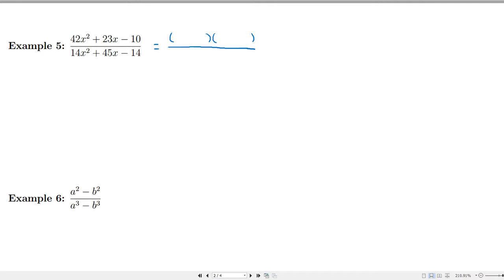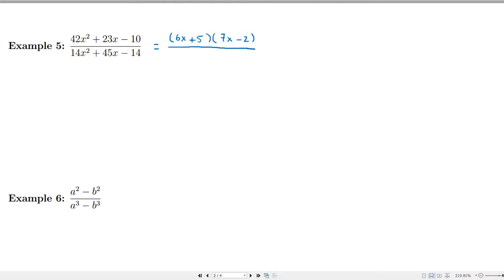Well, by some trial and error, we can slowly determine some possibilities, right? Looking at the factors of 42 and 10, right? So 42, we have 1 and 42, 2 and 21, 3 and 14, 6 and 7. And then with 10, we'd have 1 and 10 and 5 and 2. And we could slowly do some trial and error here. But we would get a 6x plus 5 and a 7x minus 2 for the numerator.